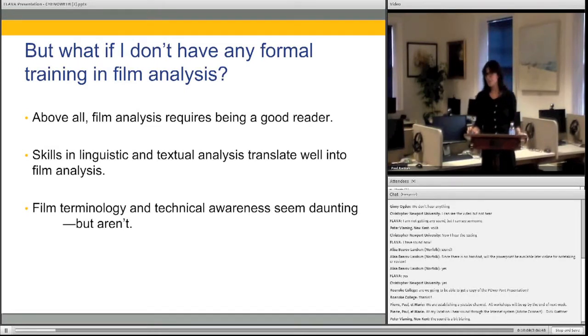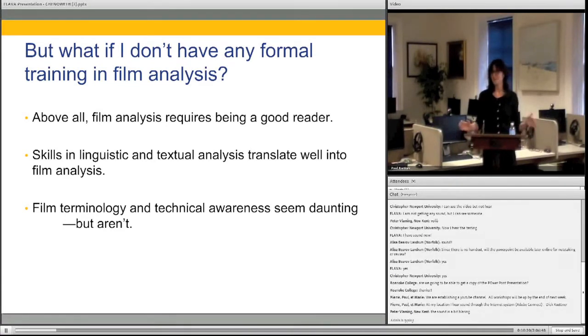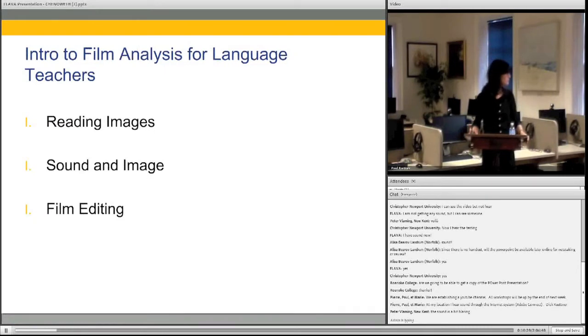And finally, film terminology, especially when it's thrown around by film studies students or professors or film geeks, can seem really daunting and off-putting and technical, but I would like to demonstrate, hope to prove to you today, that it's not actually that daunting, and that hopefully you'll walk away today with some good film terminology under your belt.